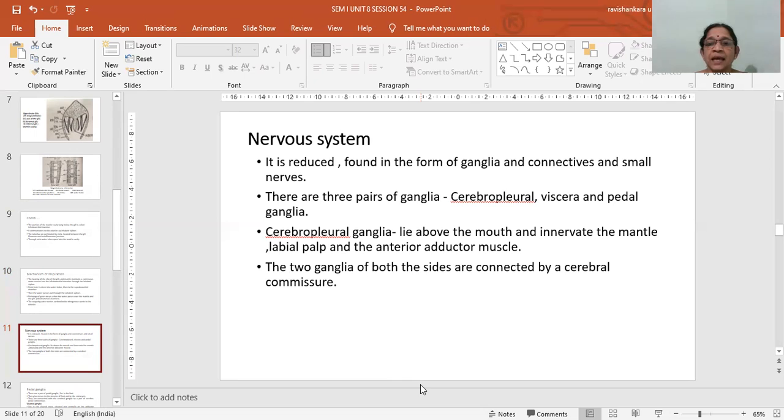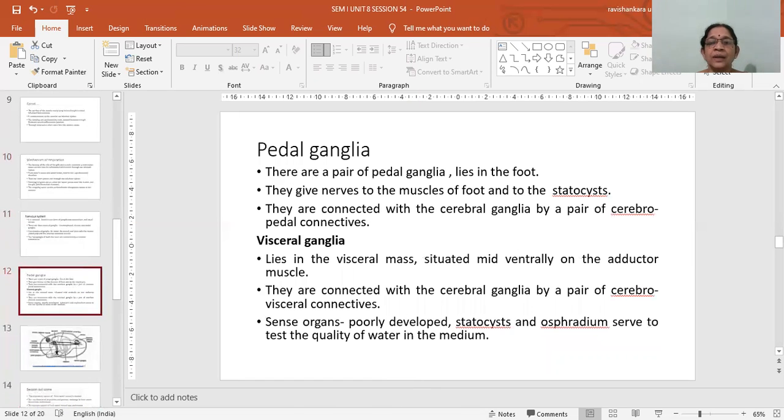Cerebropleural ganglia lie above the mouth and innervate the mantle, labial palp, and anterior abductor muscle. The two ganglia of both sides of this paired ganglia are connected by commissures, which are known as cerebral commissures. Pedal ganglia are found in the foot region. They are also paired structures provided with connectives and commissures.